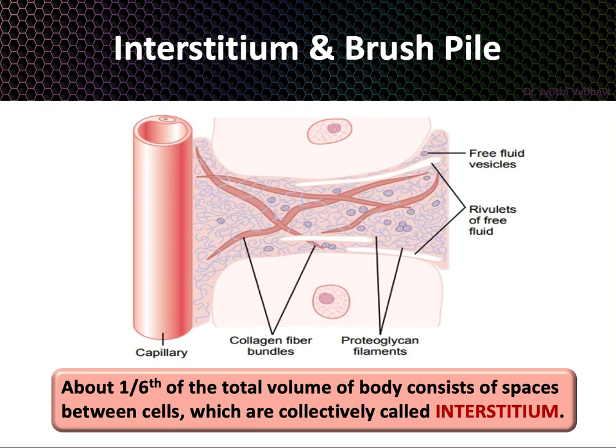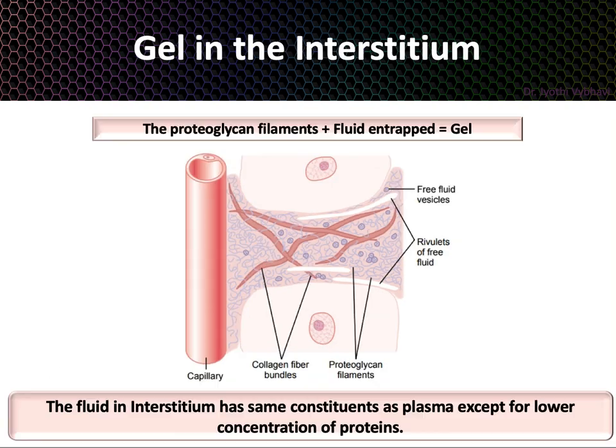If proteoglycan filaments are not there and a person stands up, the interstitial fluid would run from the upper body to the lower body just like that. Because proteoglycan filaments are there, the fluid just stays there. So it holds the fluids in that form. It doesn't allow fluid to easily run through. This is how the interstitium is laced around.